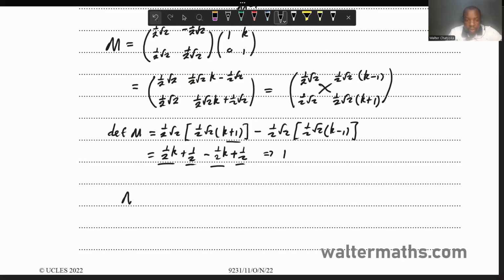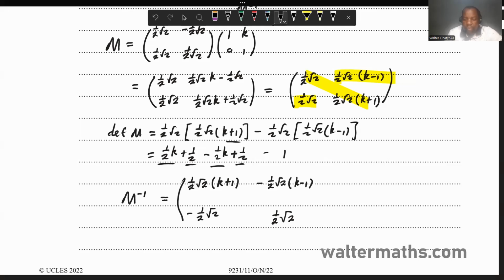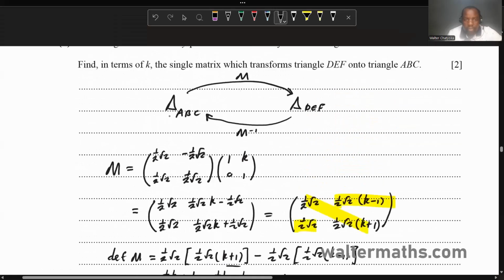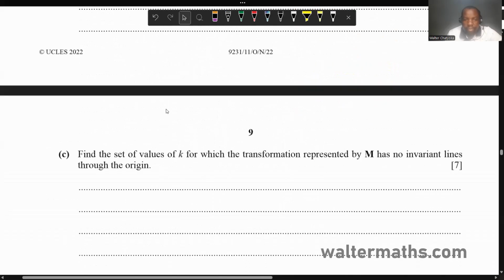So that's the determinant. For M inverse, if we go back to the matrix M, we will switch positions for these two. We will be having here a half root 2 of (k plus 1), and here a half root 2. For this one and this one, they will simply change sign. So we'll be having minus a half root 2 of (k minus 1) and minus a half root 2. So this is the matrix we are looking for. That's how we do it. Let's move on. Now we're on part C.